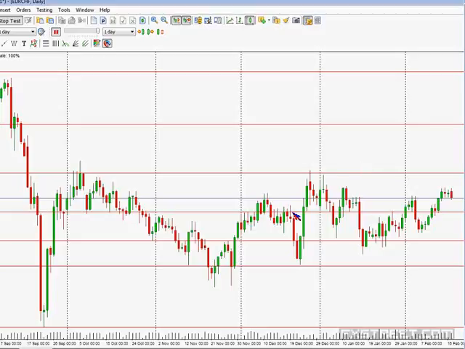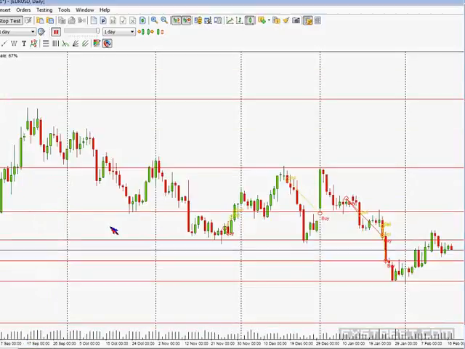All right, let's get rolling. So what you have here, these red lines, these are my support and resistance zones, and we're on the Euro Swiss right here. But people probably like the Euro. Oh, the Aussie. Let's do the Aussie. The Aussie yen.